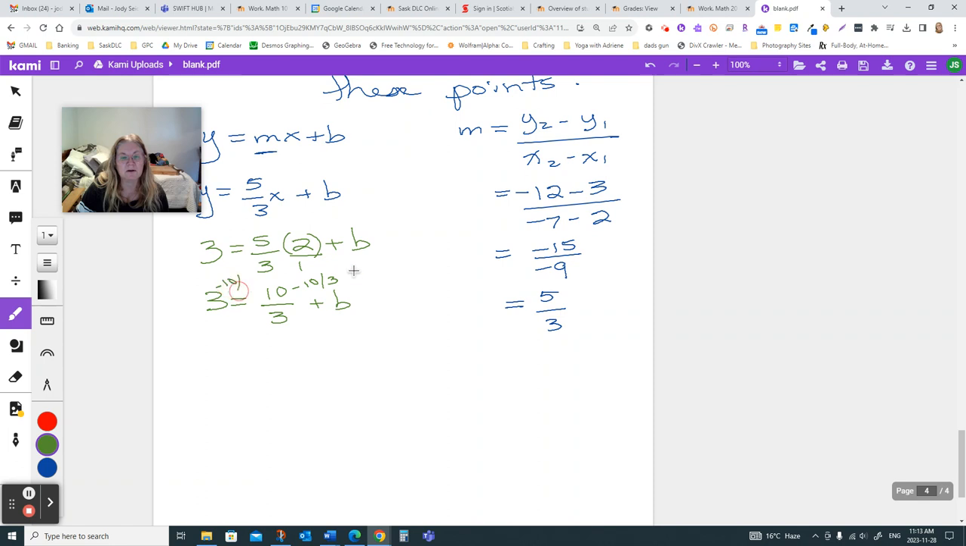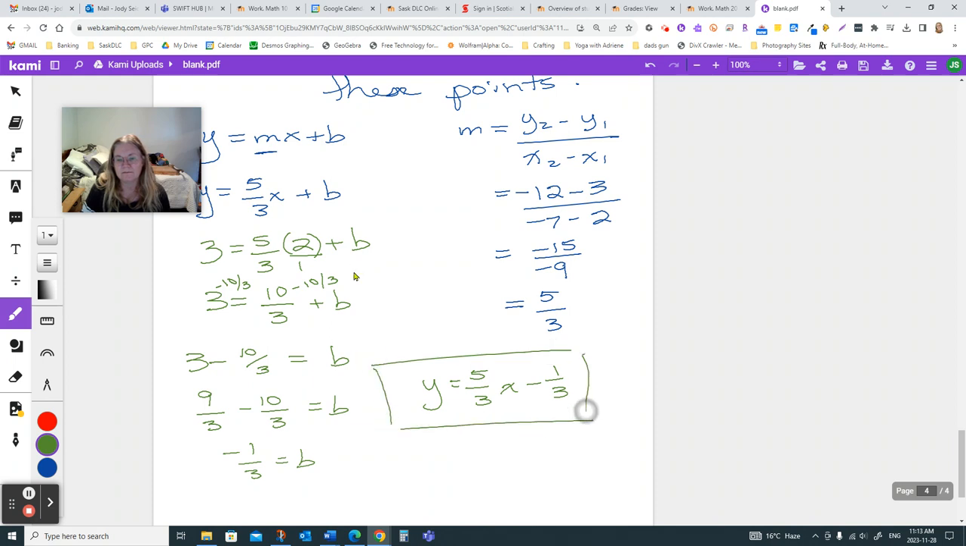Now, if you grab your calculator and do this, you're going to get a repeating decimal. Repeating decimals are not exact unless you write the little bar over the top, and they're really hard to graph. How do you do 3 take away 10/3? Well, 3 is 9/3, taking away 10/3. And I know that -1/3 is my b value. So now my equation, instead of having a b variable sitting there, looks like that. So there's a really quick summary of linear equations.